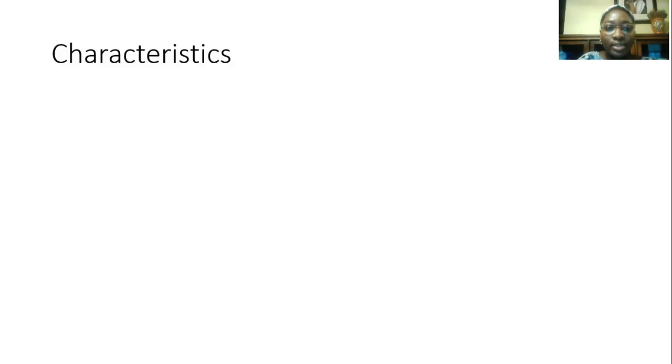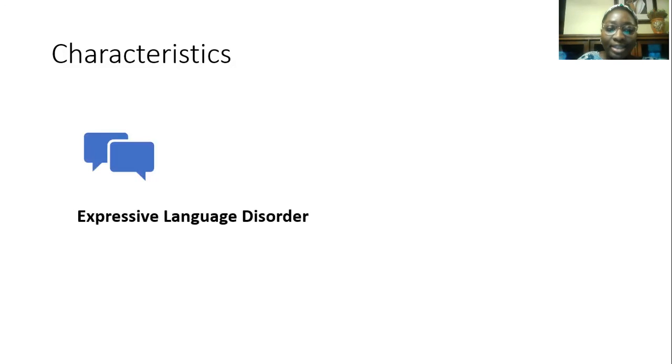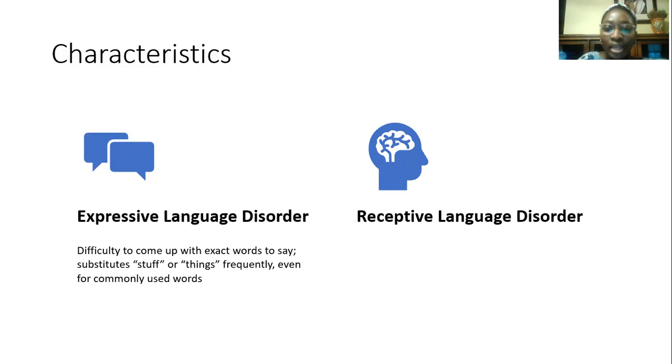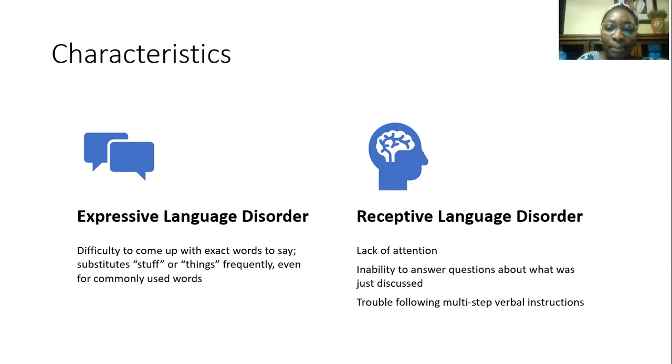The different characteristics. First, you have the expressive language disorder. It's the difficulty to come up with exact words to say, substituting words like "stuff" or "things" frequently, even for commonly used words. And then you have the receptive language disorder, and the characteristics are the lack of attention, the inability to answer questions about what was just discussed, and trouble following multi-step verbal instructions.